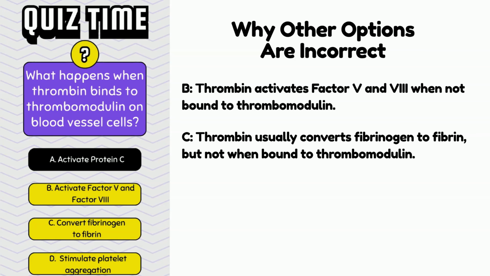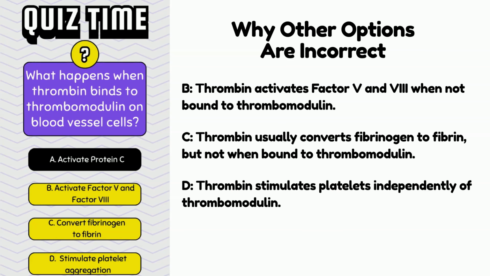Choice C is wrong because this is one of thrombin's main functions in the clotting cascade. But when thrombin binds to thrombomodulin, it no longer converts fibrinogen to fibrin. Its primary role shifts to activating protein C.